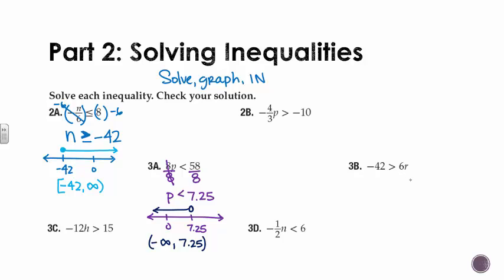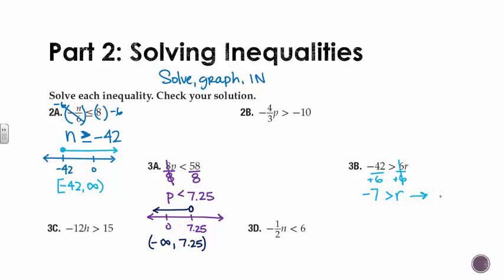So r is a letter we're trying to get by itself. 6 and r are multiplying, so I'm going to divide both sides by 6. So I end up with r is less than negative 7. Now I know it's very tempting here for people to say, oh, there's a negative, I have to change the sign. But remember, the rules say you only change the sign if you multiply or divide by a negative number. And in this case, I'm dividing by a positive 6, so that doesn't change it.